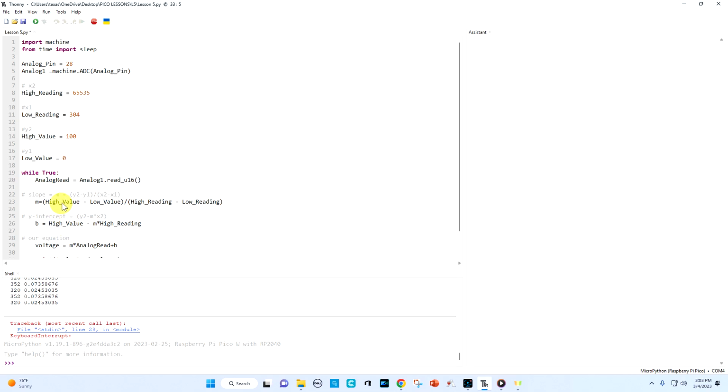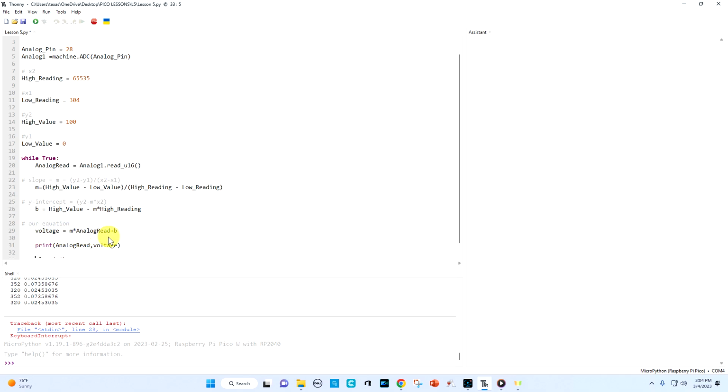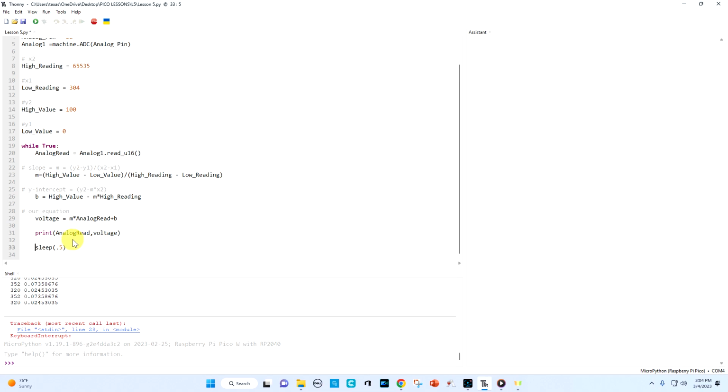The way I did that is I calculated the slope, which is y2 minus y1 divided by x2 minus x1. Then I calculate the y-intercept, which is the value of b, in a generic form. Then the voltage of our equation is just the equation of a line, which is slope times x, where x is the analog read, what we read in from the Pico, and then b is our intercept. Then I print the analog read, the value I'm getting, and then the voltage, which we're saying is 0 to 100. It could say value, but before it was voltage.